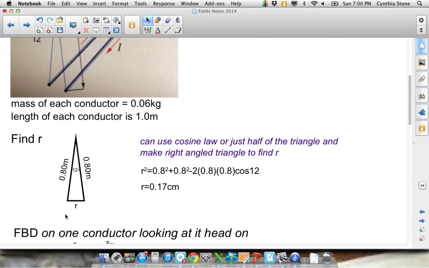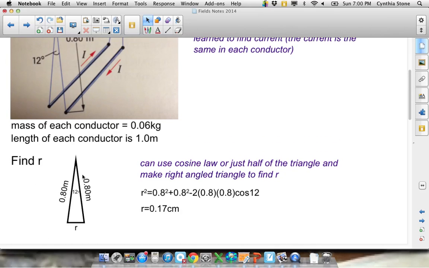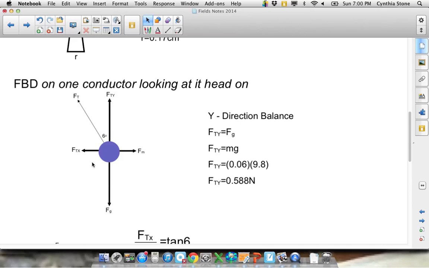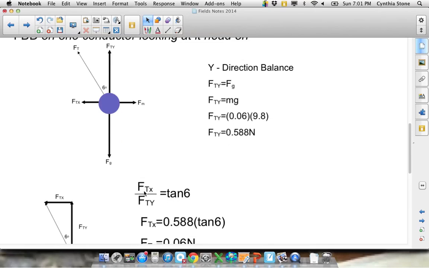So, very similar to the Coulomb's Law lab, right? First we're going to find R, just being the center to center distance. So looking at it head on, right? It's just a cosine law. All right? And then do a free body diagram. And this is exactly like you did in your Coulomb's Law lab, right? We're looking to find the tension in the string holding up that conductor. So we're looking at the conductor face on. Well, Fty is equal to Fg. So you can find your Fty. Okay? And using trigonometry, then we can find Ftx.